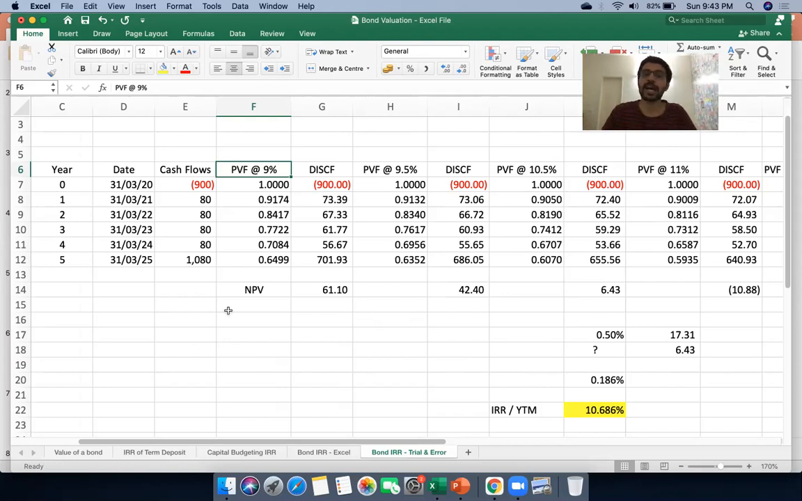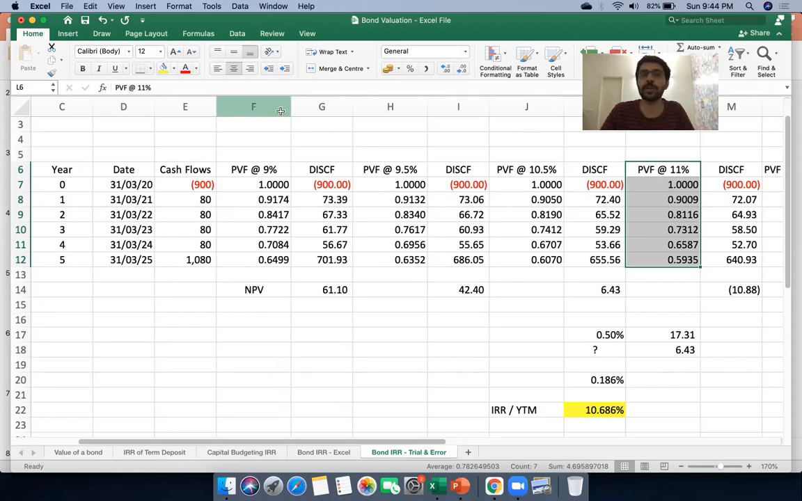ICAI may sometimes give you the present value factors at 2 discount rates. This is what it used to do even at IPCC level, if you remember. At CA Inter level, it used to give you the present value factors at 2 discount rates, say at 10% and 11%, or 10.5% and 11%. By giving you these present value factors, it is indirectly telling you that your IRR is going to be somewhere between 10.5 and 11%.